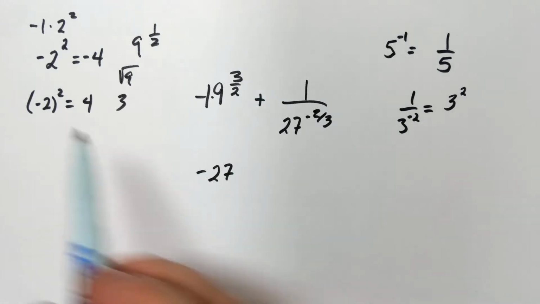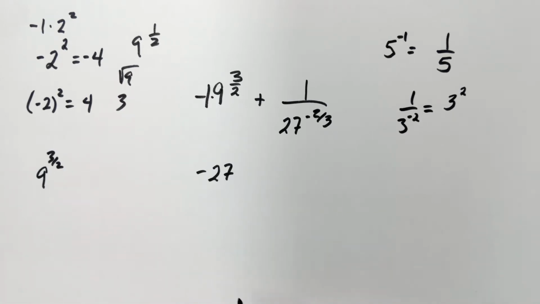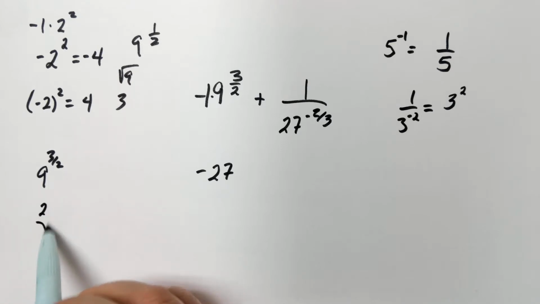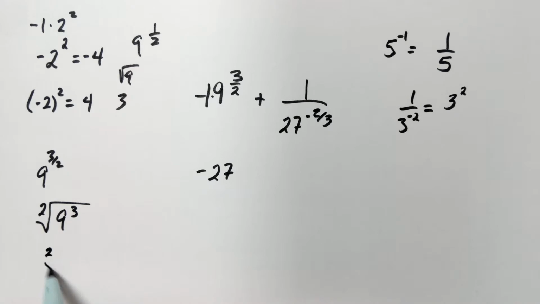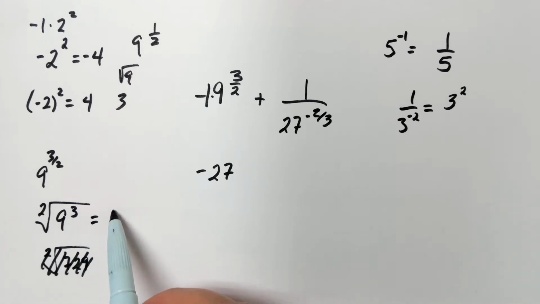So let's see if we can get this 9 to the 3/2 power a different way and see if we get 27 again. So the other way we could do this, we could do the square root of 9 cubed. The square root of 9 cubed is, well, 9 cubed is 729, but that doesn't really help. So I don't know what times itself is 729, so I'm not going to chase that one. But I do know this.